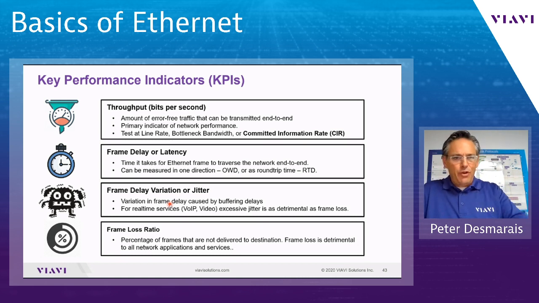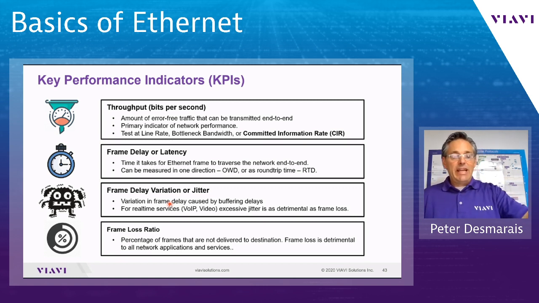Throughput, and you've heard Dave mention a couple of these in his presentation earlier in some of the slides. Throughput is the amount of error-free traffic that's going to be generated and transmitted from end to end. So how much can we get through this pipe? It's a key indicator for network performance. We can test it at line rate, bottleneck bandwidth, or committed information rate. I'll talk a little bit about that in just a second.